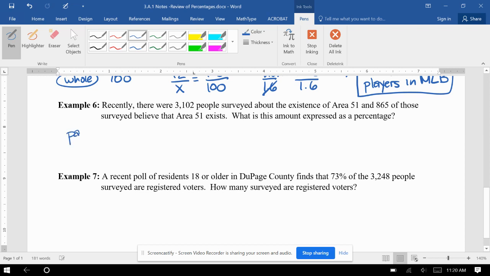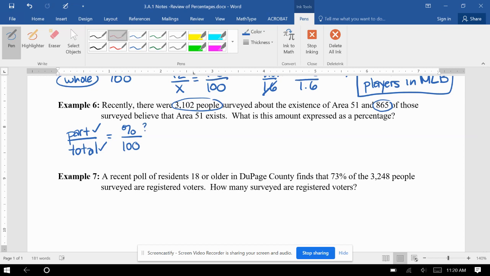So, part over whole or part over total, you might see it either way, so I'm writing it both ways, equals percent over 100. So in this situation, this is how many total people were surveyed. So we have this number. We have the part that believe that Area 51 exists. We just don't know the percent.